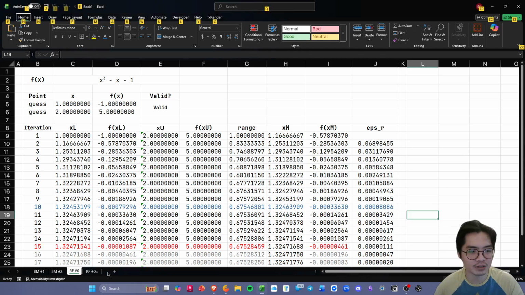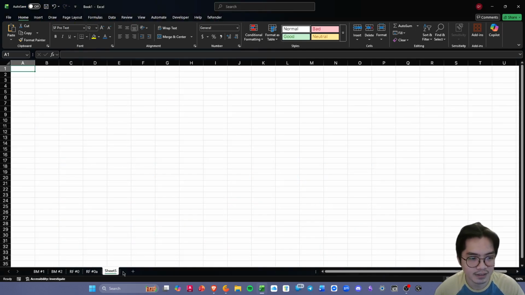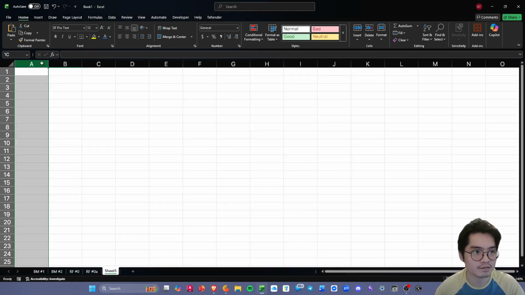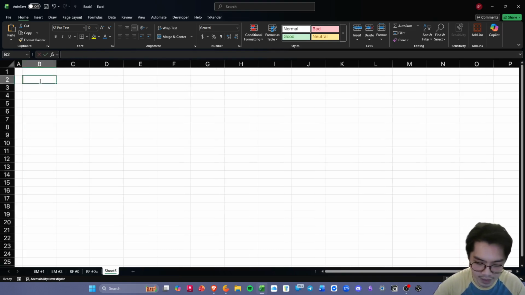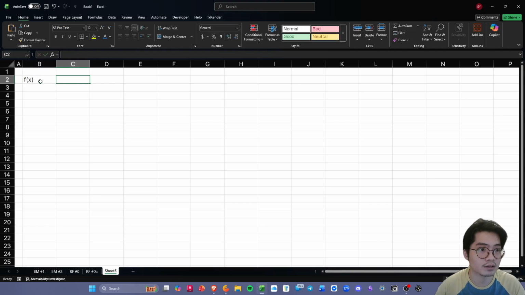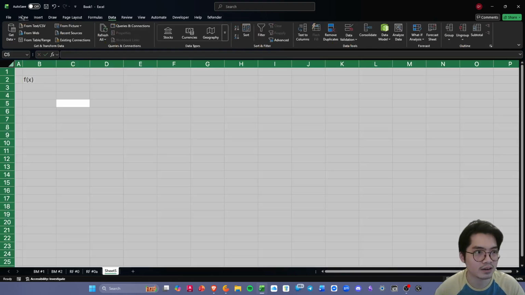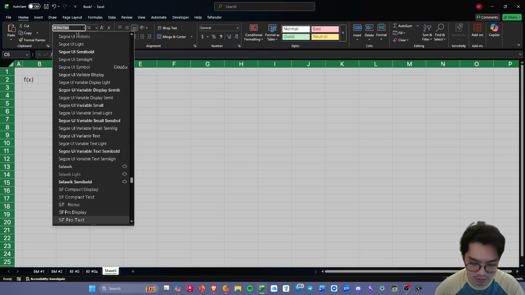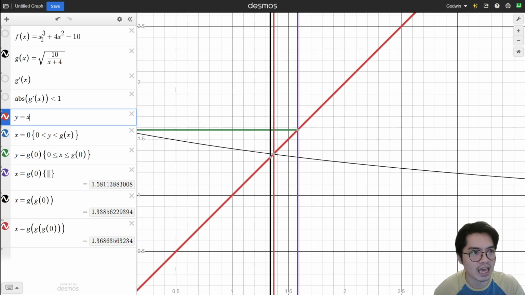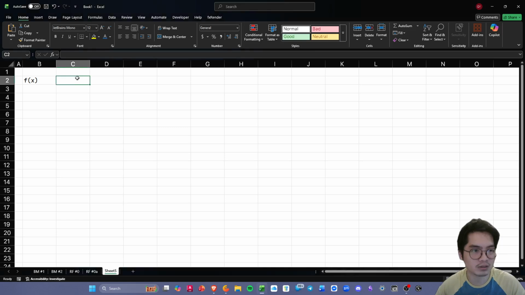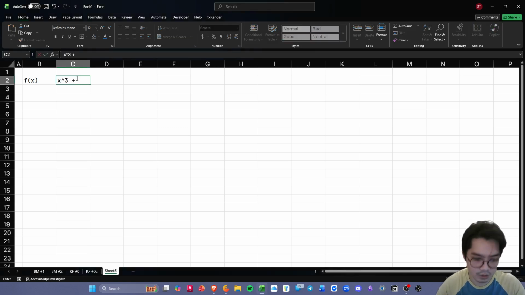And so let's try this out in another file. Let's put here our manipulation as well. Put here our f of x. Then it's again SF Pro. Let's make it JetBrains. Okay. Your f of x here is going to be what again? X cubed plus 4x squared minus 10. You'll have that.